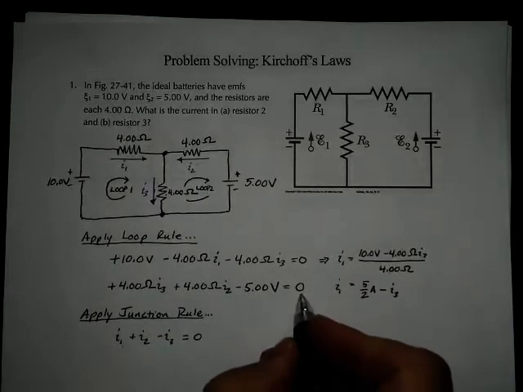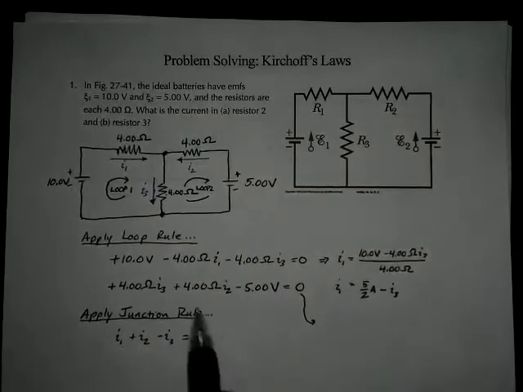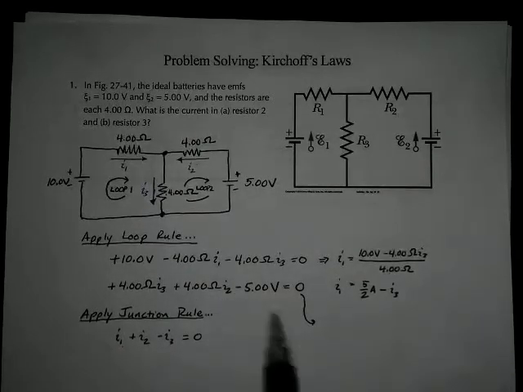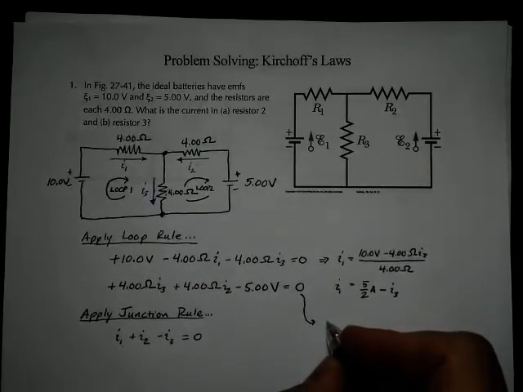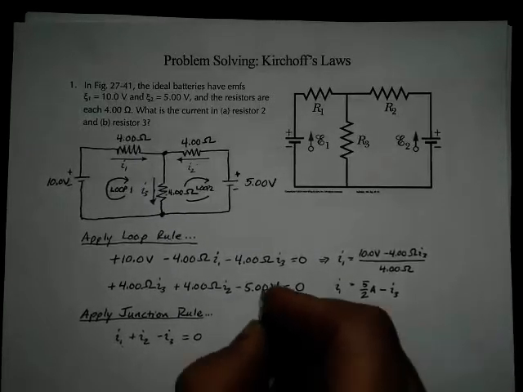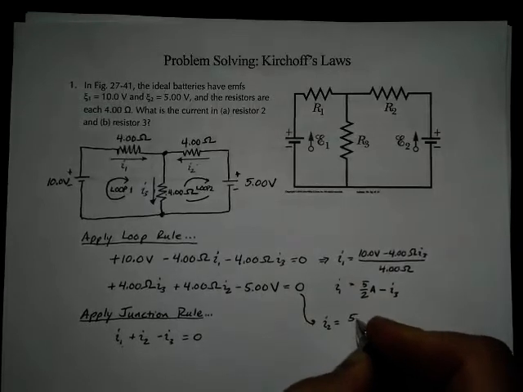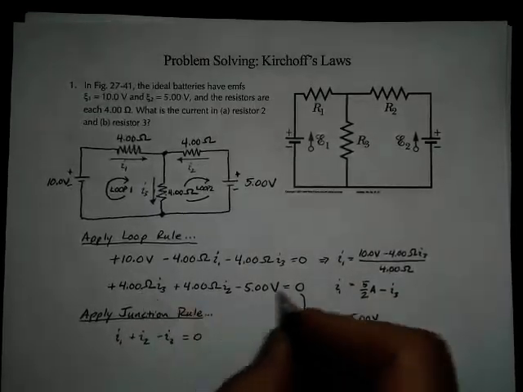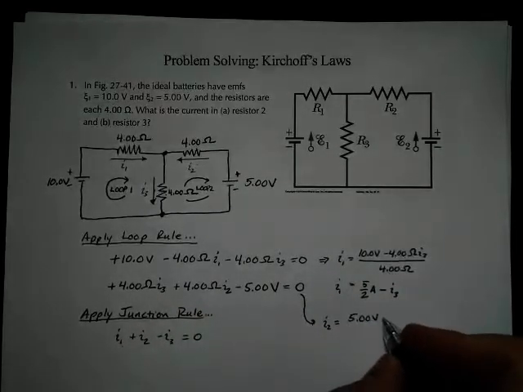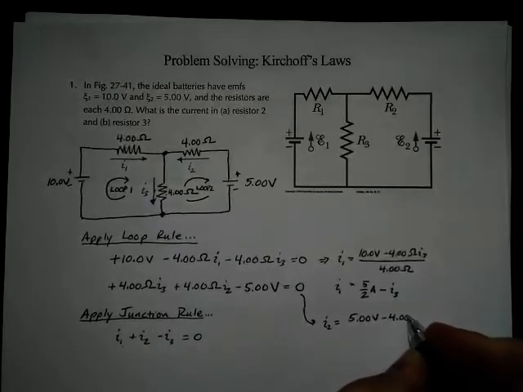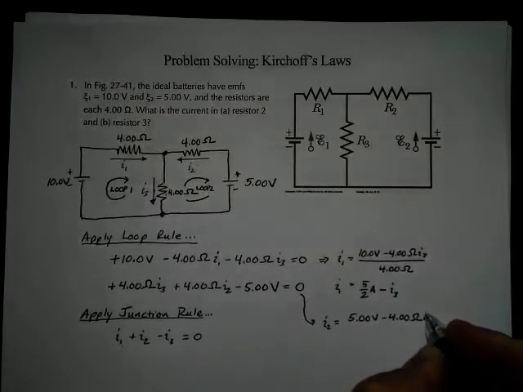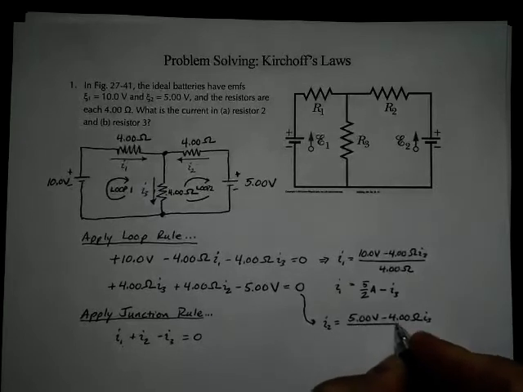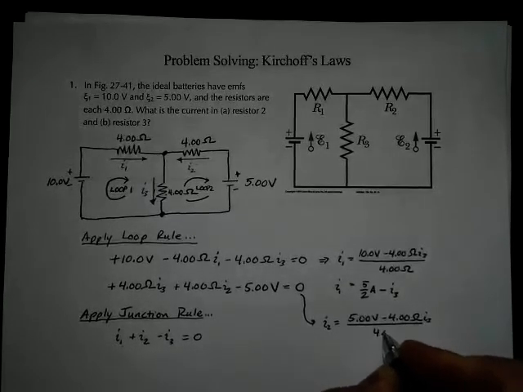I'm going to do a similar thing, take this second equation and isolate I2. So if I do that similar process, I2 is going to equal positive 5 volts. If I move the 5 volts over to the right, let's see, minus 4 ohms times I3, and that whole thing will be divided by 4 ohms.